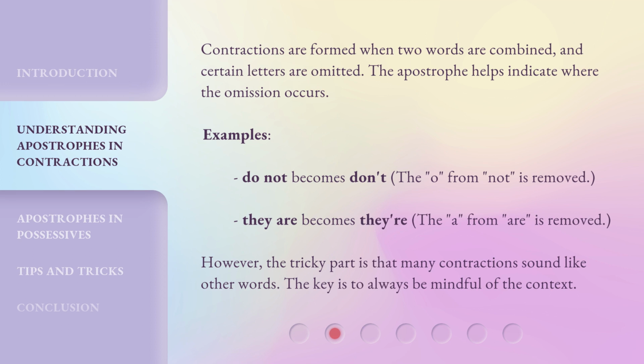Contractions are formed when two words are combined, and certain letters are omitted. The apostrophe helps indicate where the omission occurs. Examples: do not becomes don't. The O from not is removed. They are becomes they're. The A from are is removed. However, the tricky part is that many contractions sound like other words. The key is to always be mindful of the context.